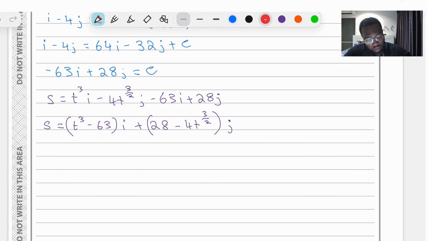So if we do that, we get s is equal to 1 cubed minus 63, which is minus 62i, and then 28 minus 4 times 1 to the power 3 over 2, that's minus 4 times 1 there, so it's 28 minus 4, so that'll give me plus 24j, and that'll be our answer. The position vector would be minus 62i plus 24j.